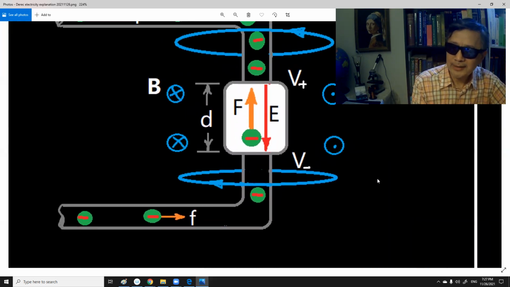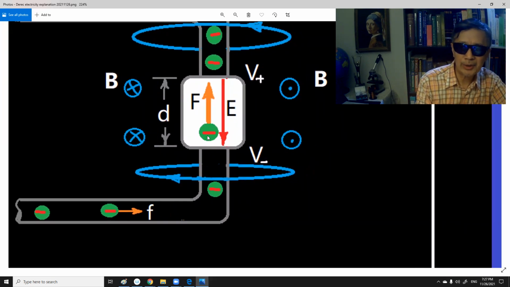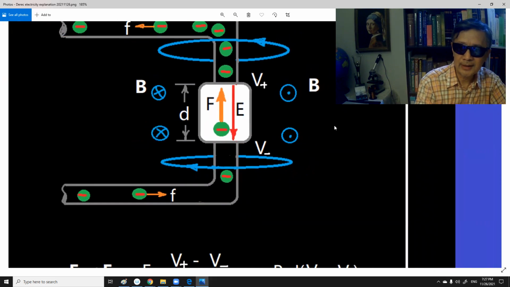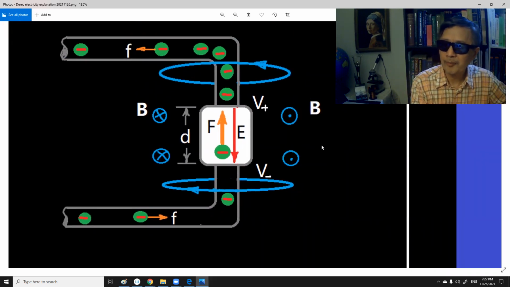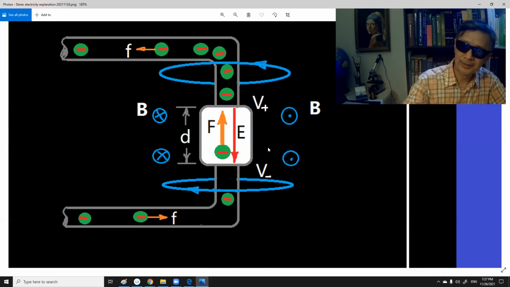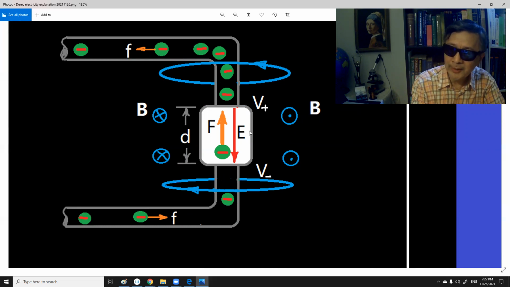But in this diagram, another thing I have to explain is that you can see the current is actually moving downward. So therefore, using the right-hand rule, we can find the distribution of the magnetic field around that particular resistor. However, it must be made clear that this static magnetic field is generated by the moving electrons inside the resistor.